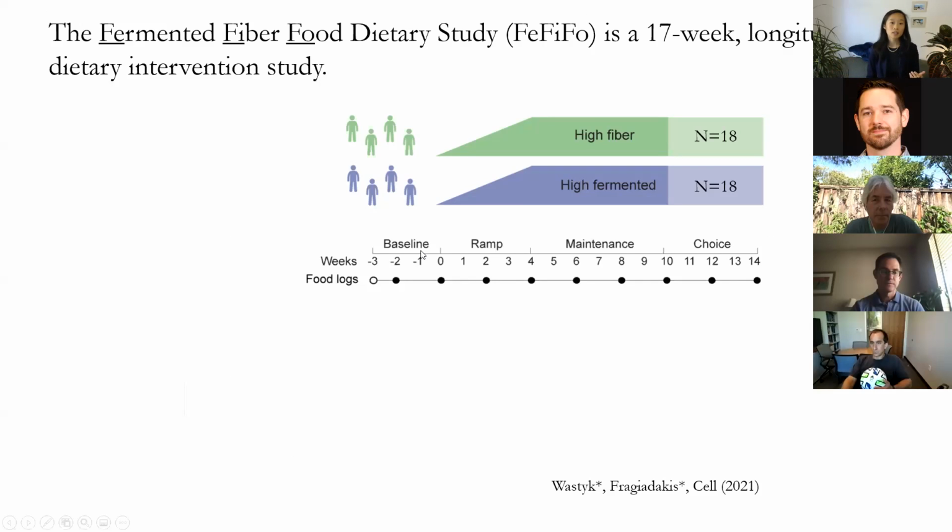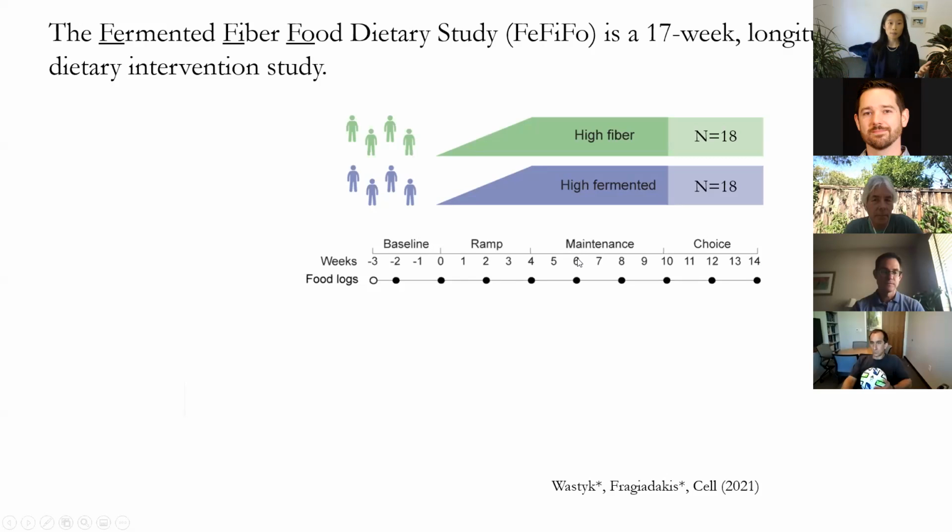So we have our baseline samples. This is before the intervention started. Ramp, where people slowly increase their intake of either high fiber or high fermented foods. Maintenance, where they kept that intake very high. And then choice, where people actually got to choose how much of the intervention they implemented into their daily life.